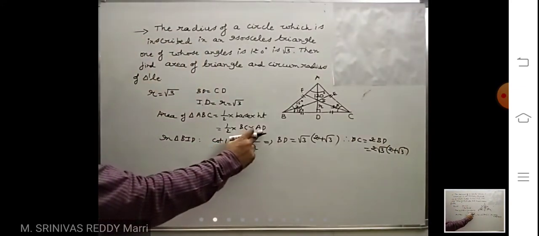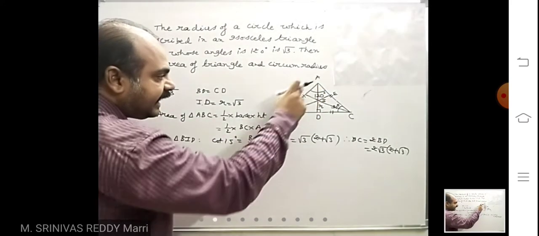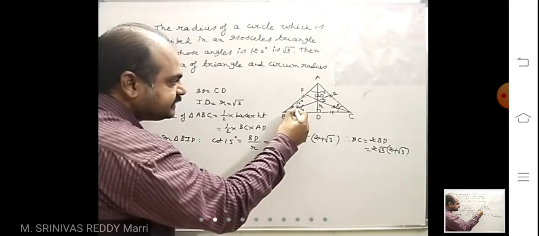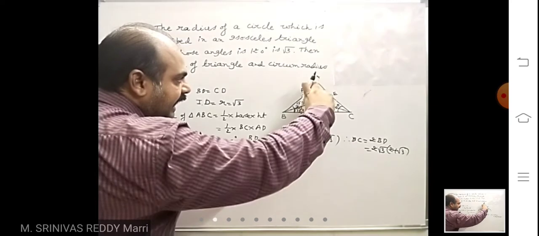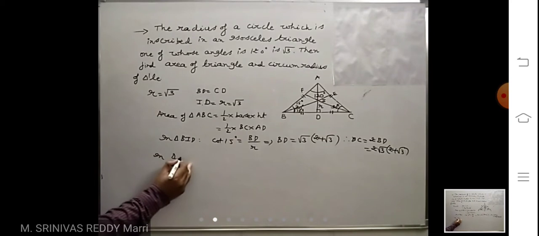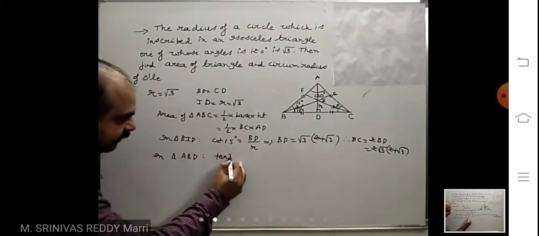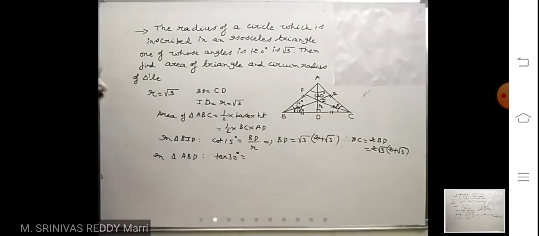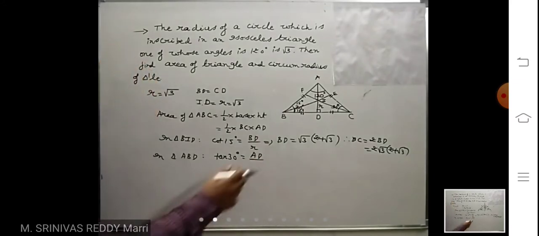Now the next step is to calculate AD, the height. For that I am considering triangle ABD. In this, angle B is 30 degrees. Now I have calculated BD and I want the opposite side. In triangle ABD, I am writing the tan 30 degrees value. Observe carefully. Tan 30 degrees is nothing but the opposite side, our height, AD divided by BD.